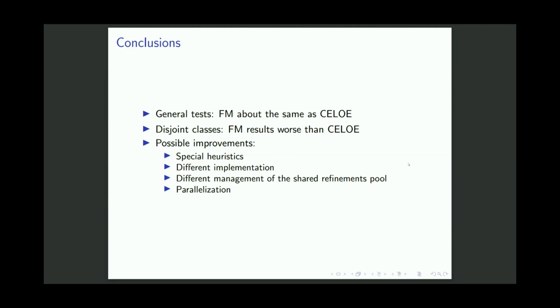And a possible improvement would be a different implementation of these special heuristics for this problem itself, for different management of the pools of refinements. And also a good point would be some kind of parallelization. If you can actually isolate the trees without communicating with them, it would be kind of interesting.